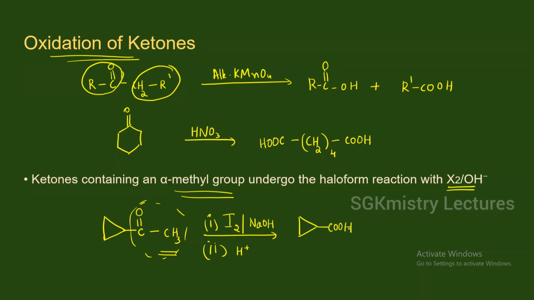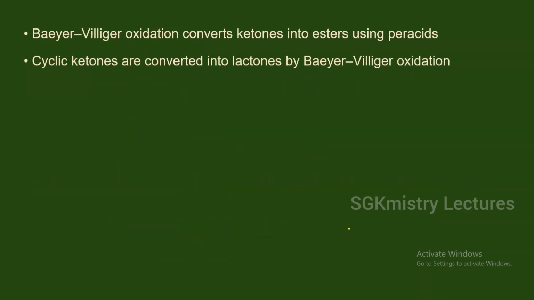Oxidation of ketones can also be done to convert ketones into esters and cyclic ketones into lactones. Ketones can be converted to esters, and cyclic ketones to lactones, by treatment with peracids. This particular reaction is called the Baeyer-Villiger oxidation.